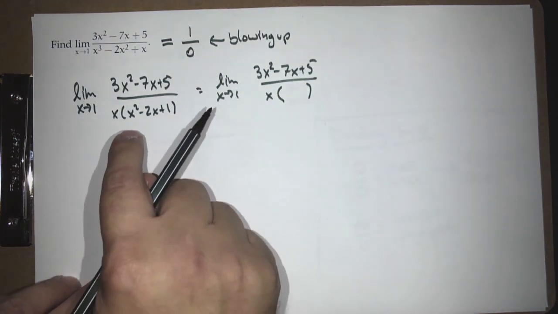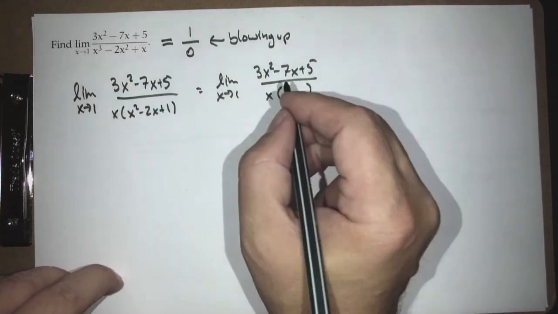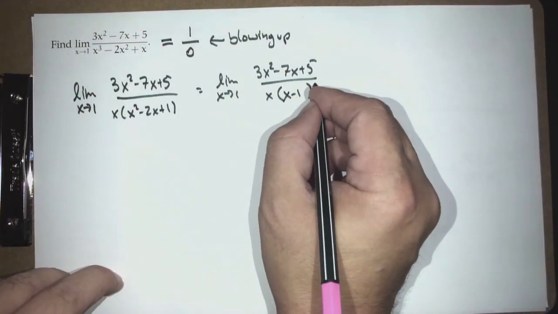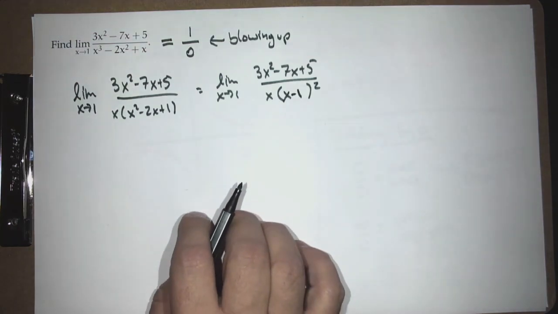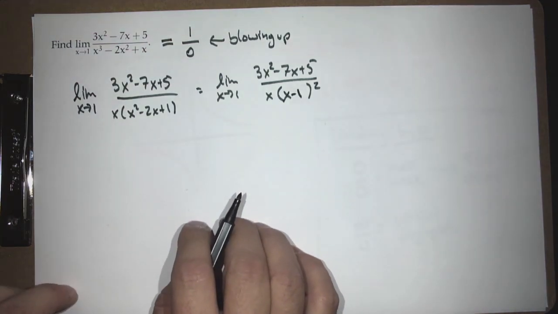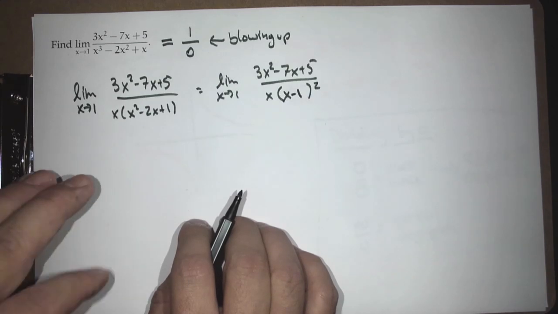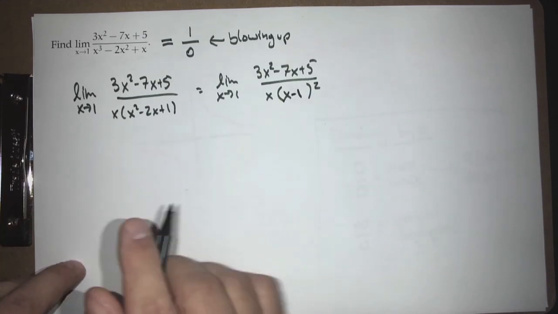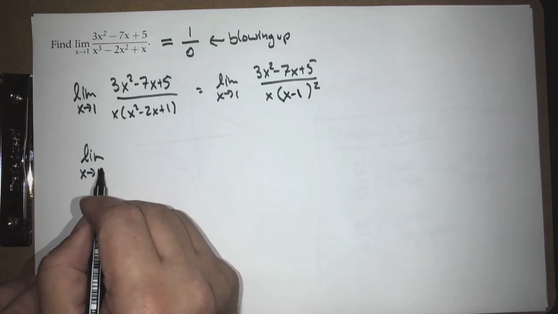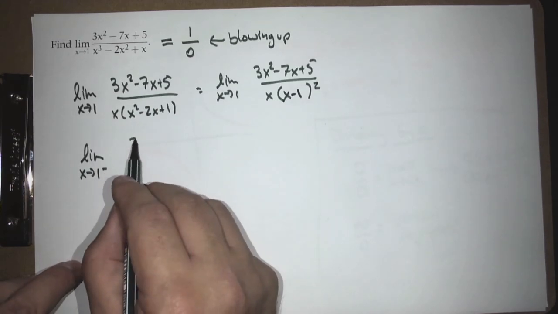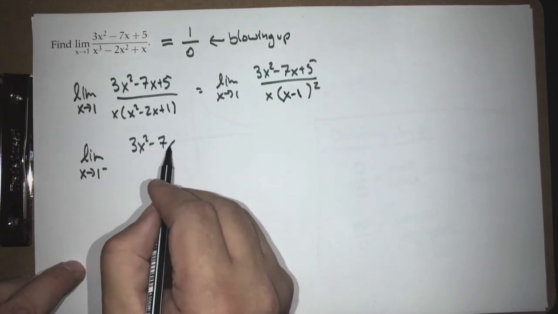It does factor. How does it factor? X minus 1 squared. All right. So, let's think about our situations. Okay, maybe we can start by doing one-sided limits. When in doubt, one-sided limits are helpful when you're trying to make decisions.